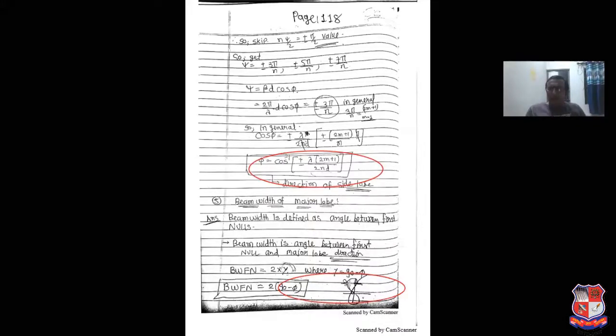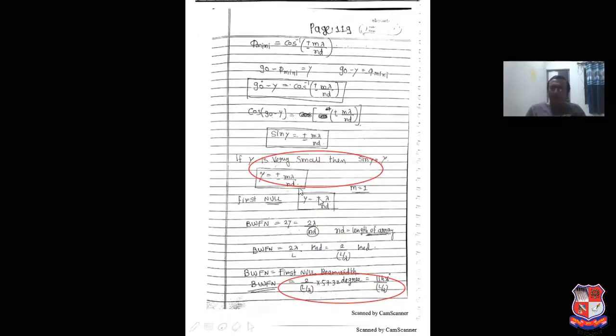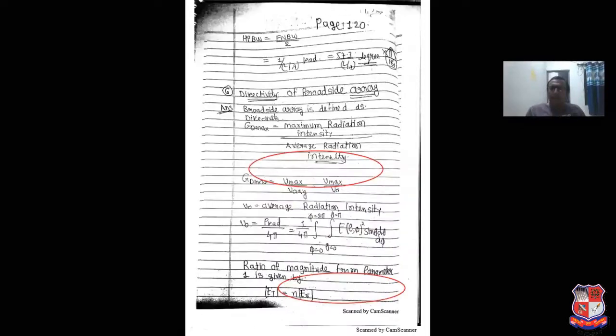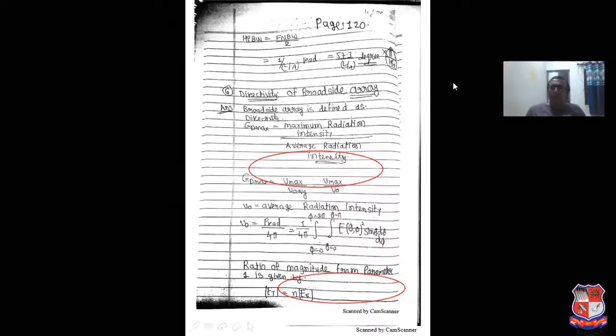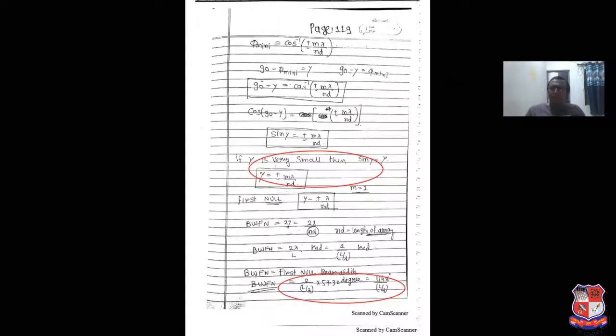So 3 dB below power, so 2 multiply by angle 90 minus 5. So it is known as beamwidth, gamma equal to plus lambda upon nd. First null beamwidth equal to 114.8. Sorry, half power beamwidth equal to first null beamwidth equal to 114.9 divided by L lambda, and half power beamwidth equal to 57.3.